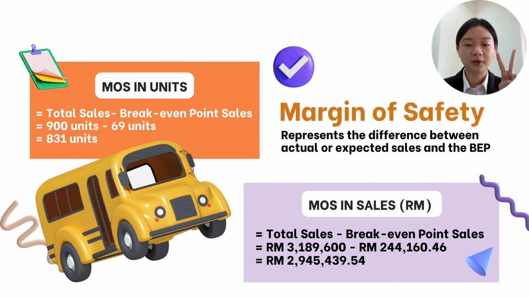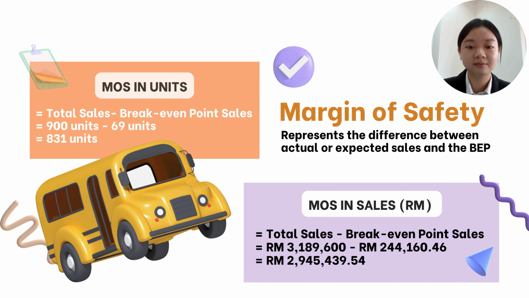Proceed to the second key component, margin of safety. It represents the difference between the actual or expected sales and the break-even point. It helps us to indicate how much sales can drop before a business starts to incur losses. In this case, Gamilian Company has achieved a high margin of safety unit of 831 participants and the margin of safety in the total sales of 2,945,439 ringgit 54 cents, which is considered as favorable, because a higher safety margin provides a cushion for the business against the uncertainties in sales.